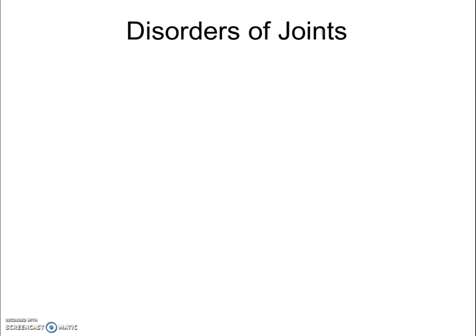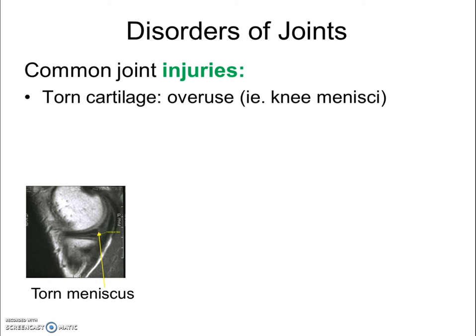Finally, let's discuss some disorders of the joint. So, common joint injuries. First, we had just talked about torn cartilage. So you can have the torn ACL or, for instance, the torn knee meniscus. Not only could it happen from one sharp blow, but it also can happen from overuse. Just constant using of the joint will wear it out and possibly tear the cartilage.